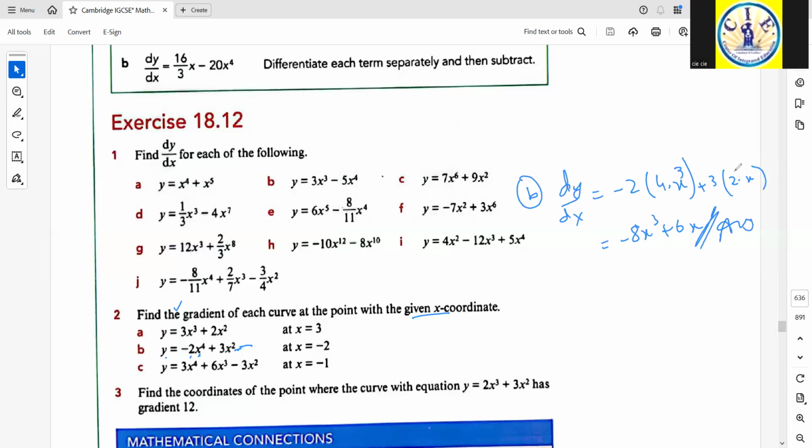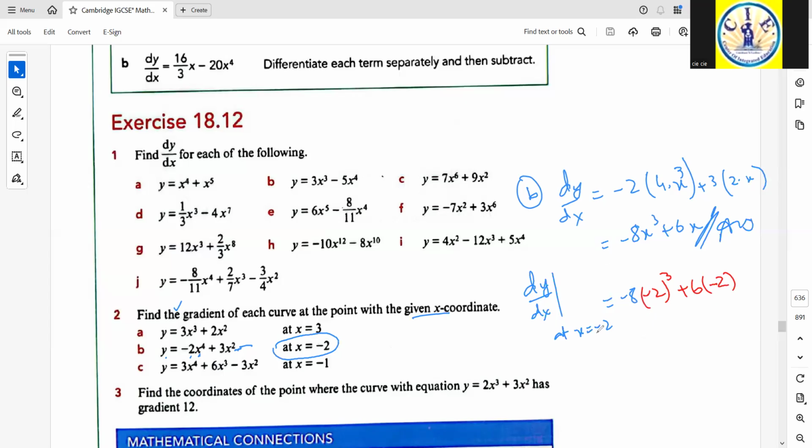I hope it would be clear. Now, we need to evaluate this at x equals negative 2. So we write down dy by dx at x is equal to negative 2. Negative 8, then negative 2 raised to the power 3 plus 6 times negative 2.